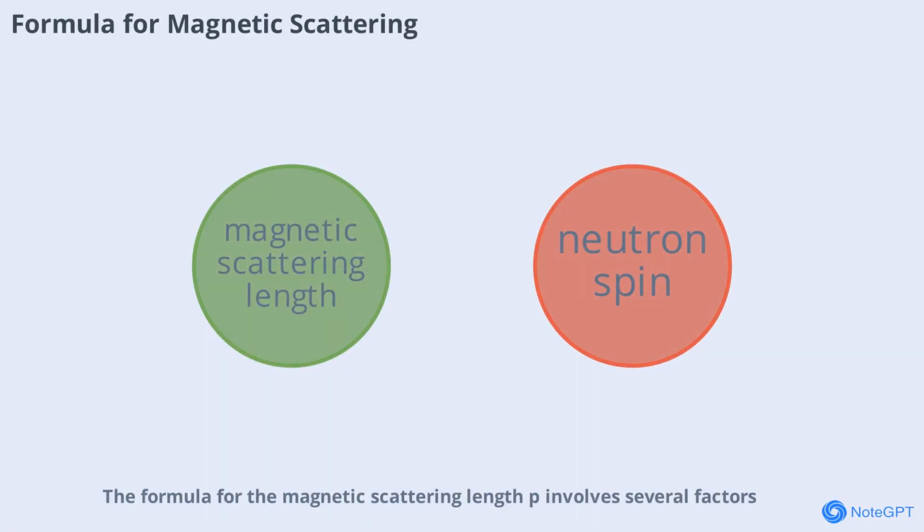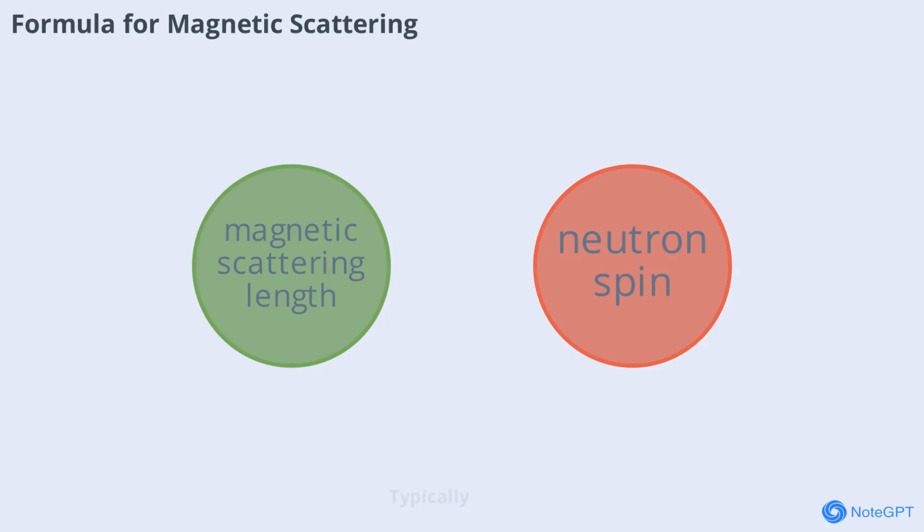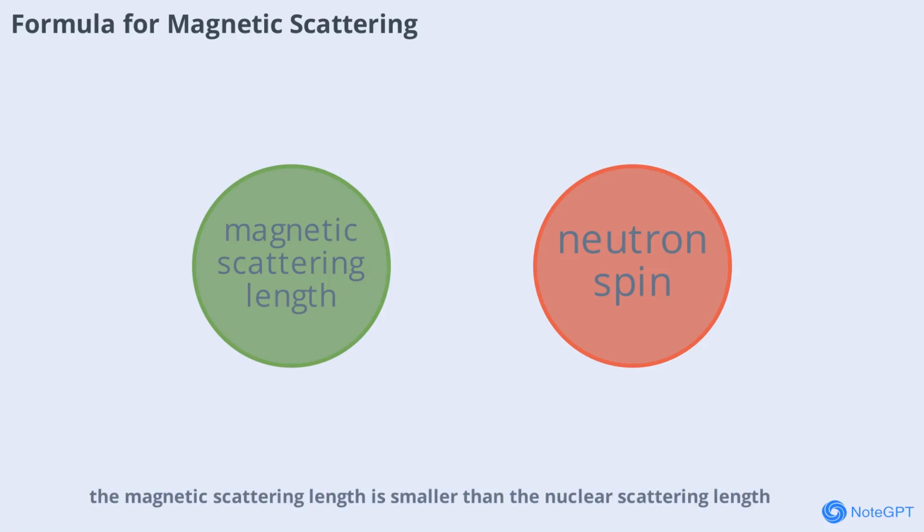The formula for the magnetic scattering length P involves several factors: the neutron spin Sn, the magnetic moment factor V, and the Fourier transform of the magnetization MQ. The expression also includes terms related to the nuclear scattering length B. Typically, the magnetic scattering length is smaller than the nuclear scattering length, but both are essential for understanding how neutrons interact with materials. This formula guides scientists in designing experiments and interpreting results.